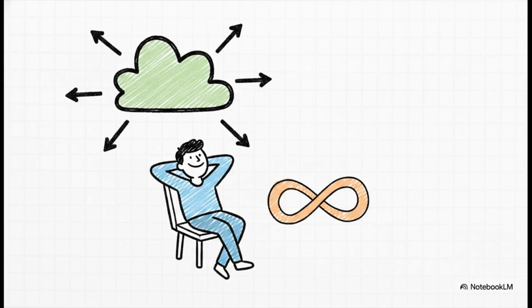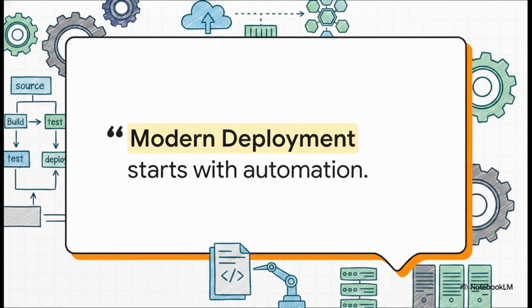When you trust your pipeline, deploying code just becomes a non-event. It becomes incredibly boring. And trust me, in software engineering, boring deployments are the ultimate goal. The core takeaway from our source material is simple, but man, it is powerful. Modern deployment starts with automation, master Azure DevOps, master your career.